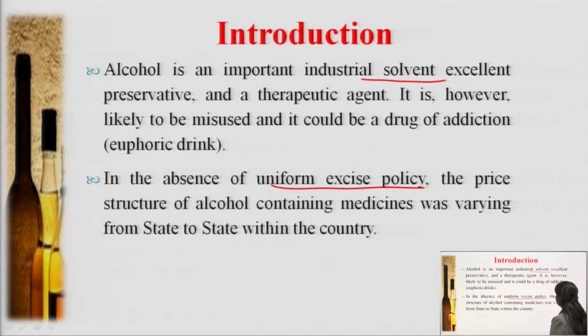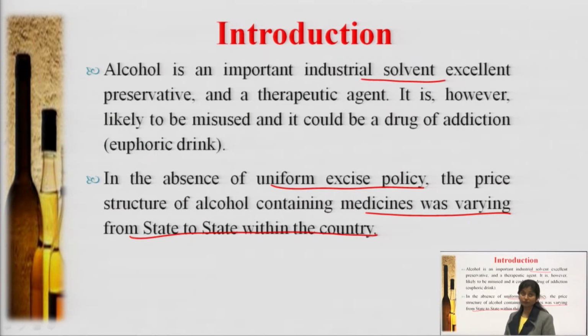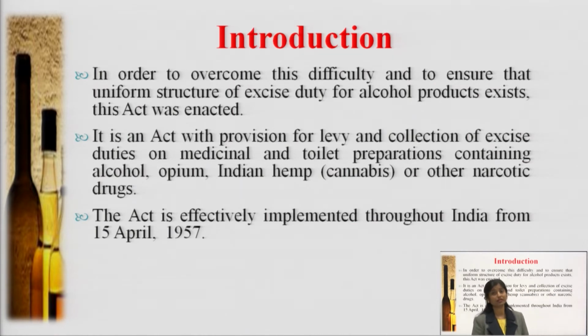So, in the absence of uniform excise policy, the price structure of alcohol-containing medicine was varying from state to state within the country. As I have already told you, it is varying. It is changing from one state to the other. So, to have uniformity over it, we have brought this act into force. That is, from state to state, now we will have a uniform excise policy in all the states. As we can see so many drawbacks, therefore, the importance of this act can be seen.